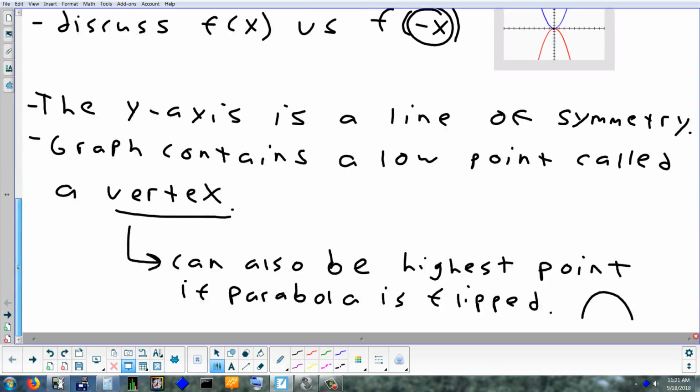Okay, but that's the name of the highest or the lowest point in a parabola. It's called the vertex. Okay, any questions on that?